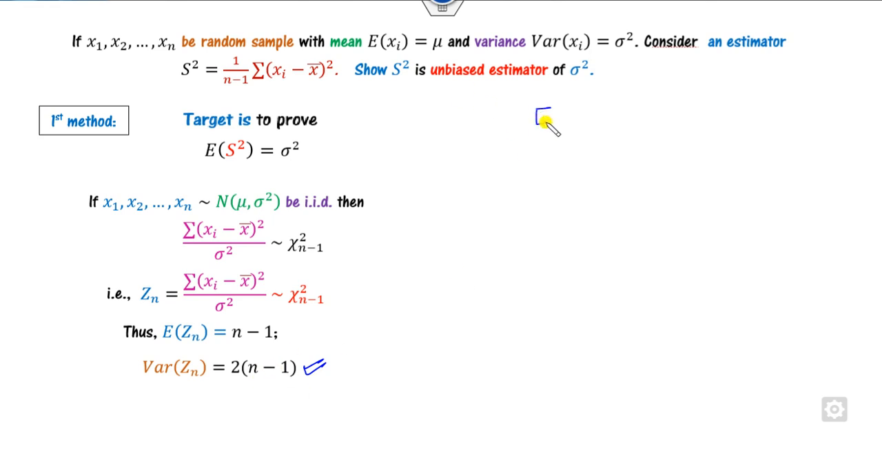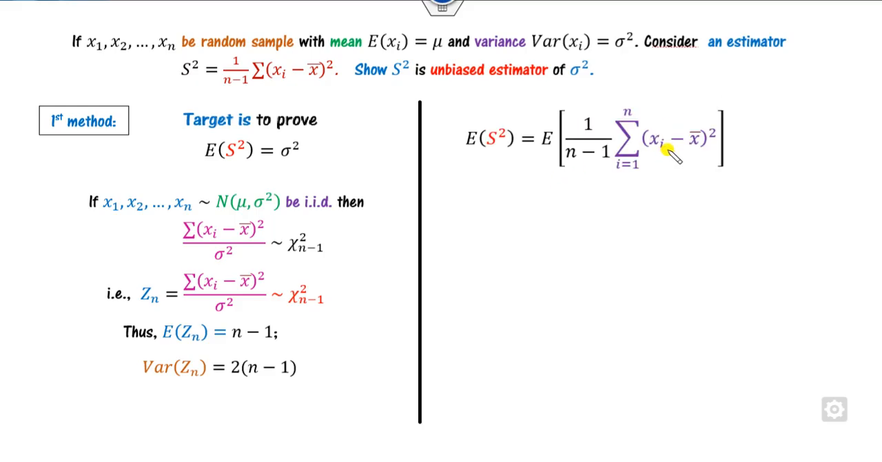Now our target is to prove that E of capital S square is sigma square. We can start from the left hand side. If I divide this by sigma square and multiply by sigma square, that's fine, because sigma square is non-zero; variance can never be 0. I can write here, what is that value?